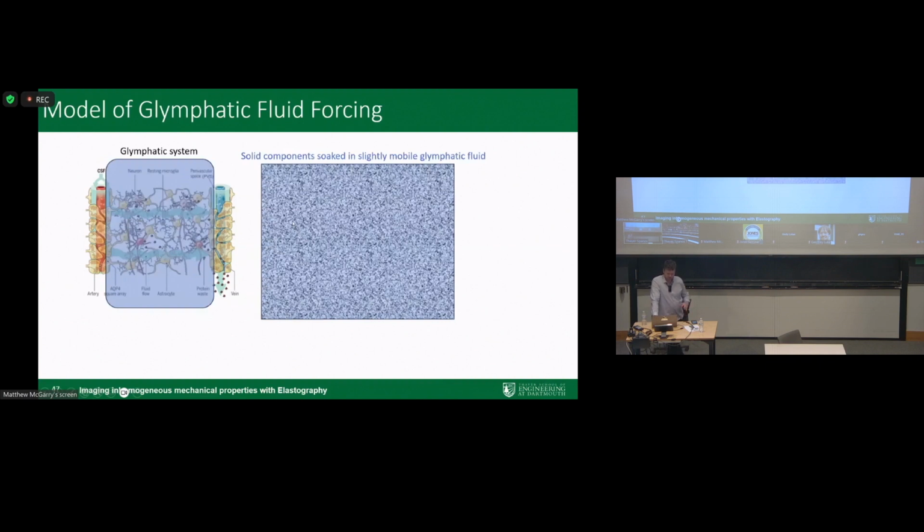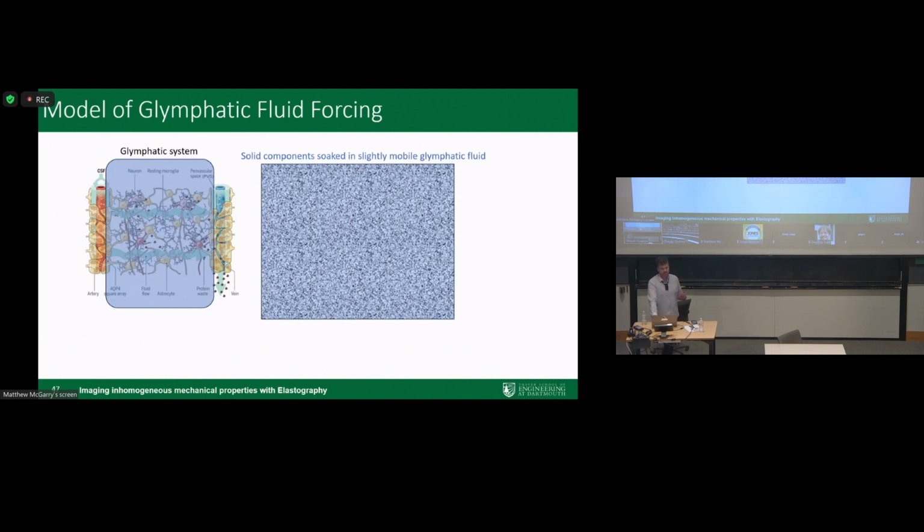So what we do is we lump all of this stuff in the middle, and we call that the solid part of our poroelastic model, where this is the porous solid soaked in a very slightly mobile glymphatic fluid. The issue with trying to measure glymphatic fluid motion is it's really, really slow, on the order of a few centimeters a day. So the only way to do it is to give people a contrast agent, inject it directly into the brain or into some local area, and then come back and image them over the course of a few days and look how far it moved.